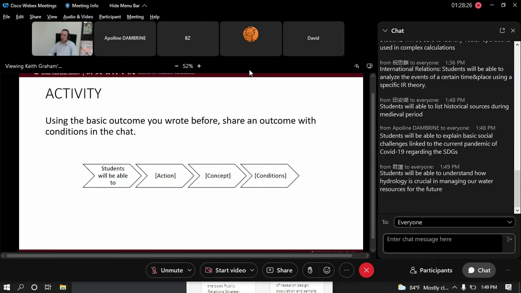Okay, good. Students will be able to understand how hydrology is crucial in managing our water resources for the future. Great.